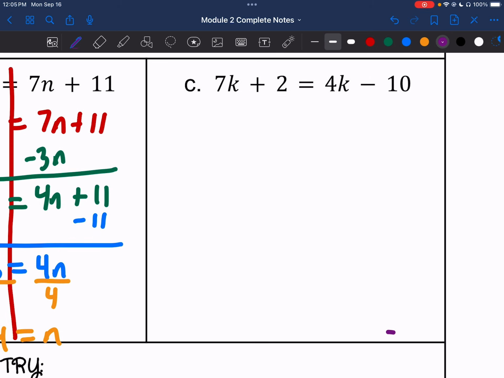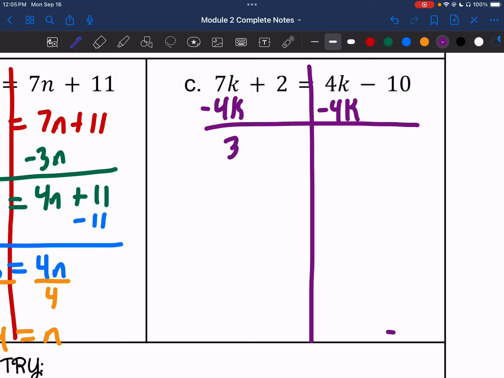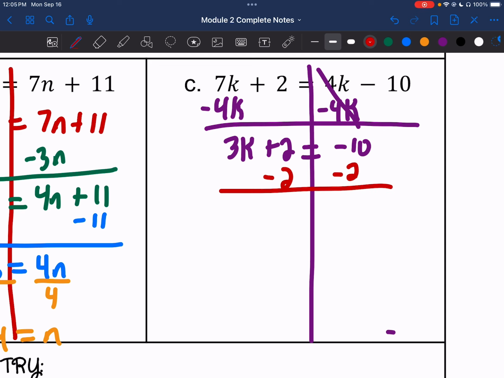All right, letter C, we put our dividing line down. And on this one, I see that I have more of the variable on the left, so I'm going to move it to the left, and I'm going to subtract 4k from both sides. And we get 3k plus 2 is equal to negative 10 because the 4k cancels out. So my next step is going to be to subtract 2 from both sides because that's the opposite of adding 2. And I'm left with 3k is equal to negative 10 minus 2 is negative 12.